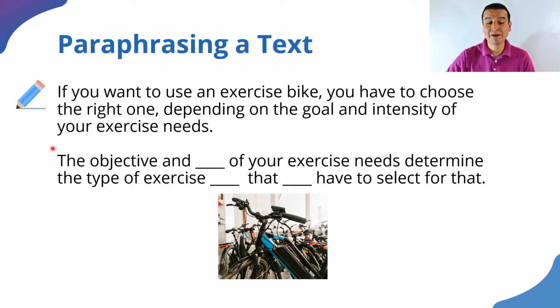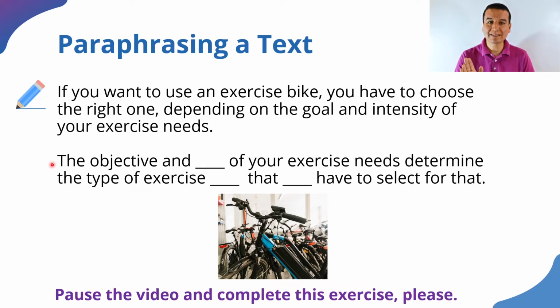And here I have a paraphrase of that, but it is incomplete. For example, it says "the objective and" blank. The objective, because we have goals. The exercise, the goal. That's as much as I'm going to give you. So I have already a paraphrase started. So read the original, and see how you can complete this paraphrase with information from the original, okay? Pause my video, complete the activity, and I'll show you the answer in a moment. Go ahead, pause the video.